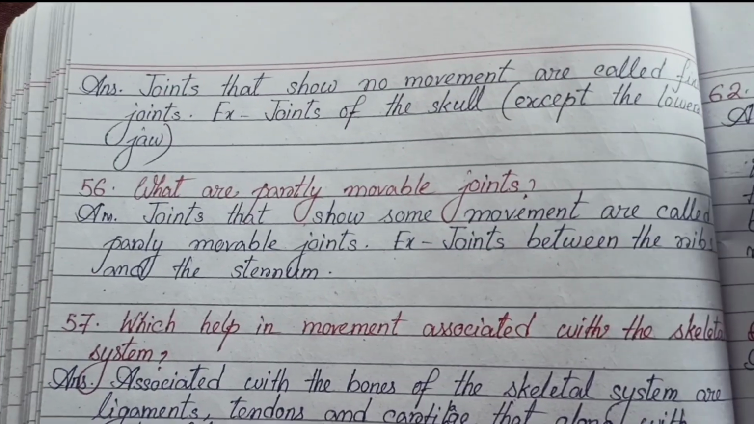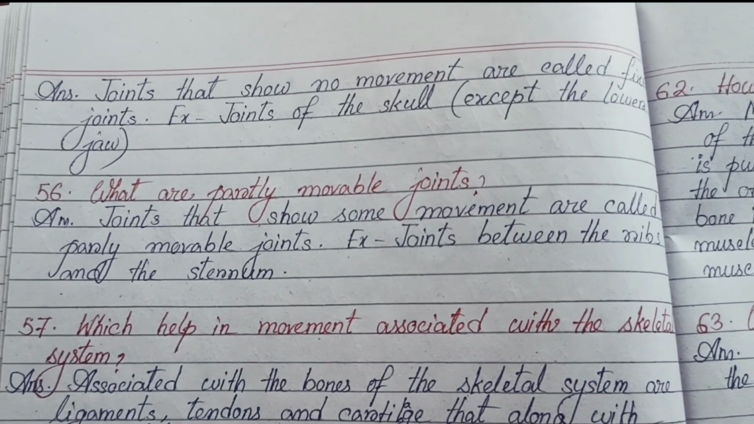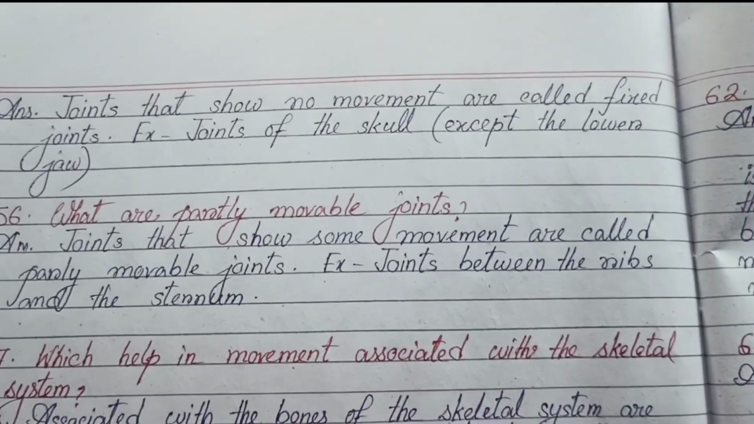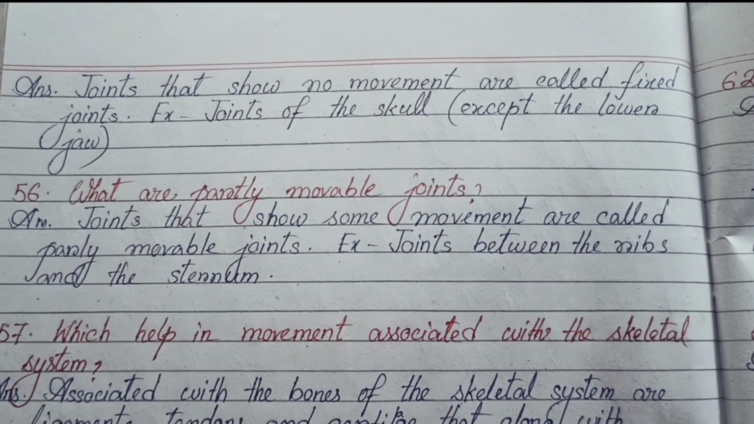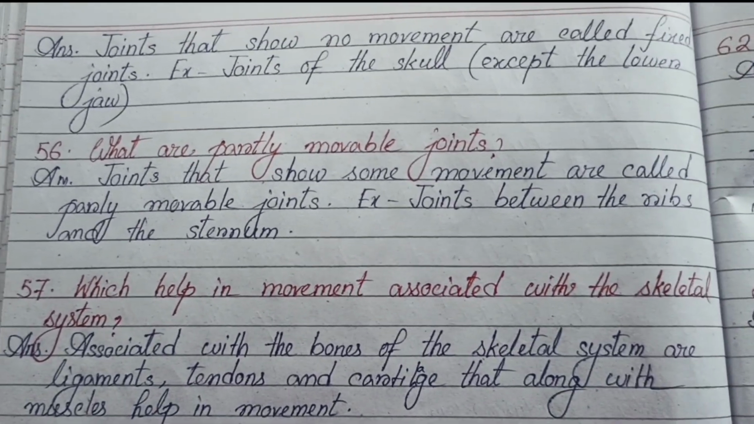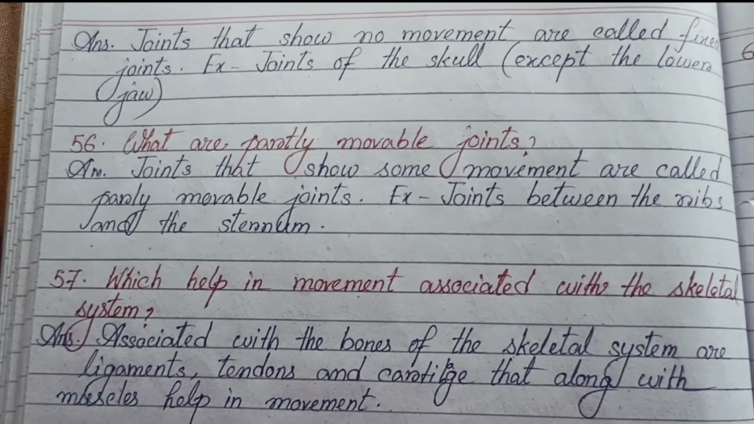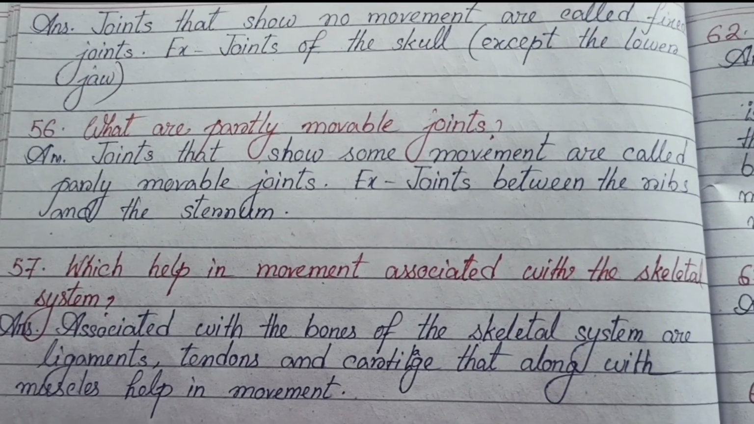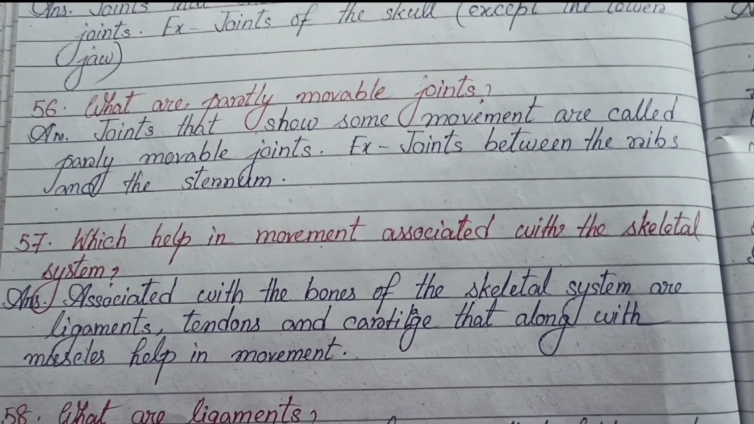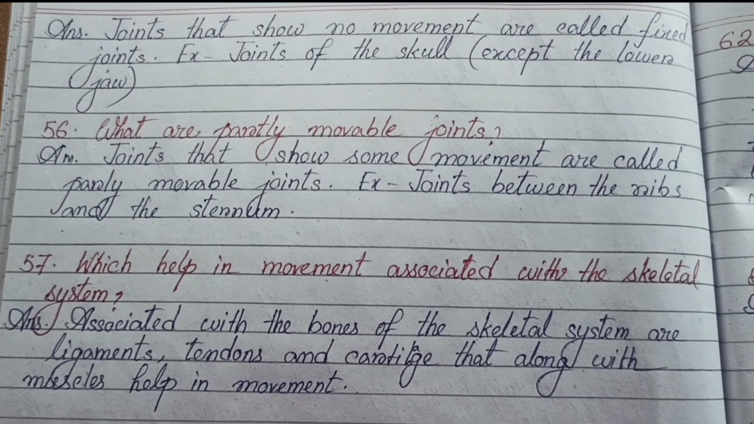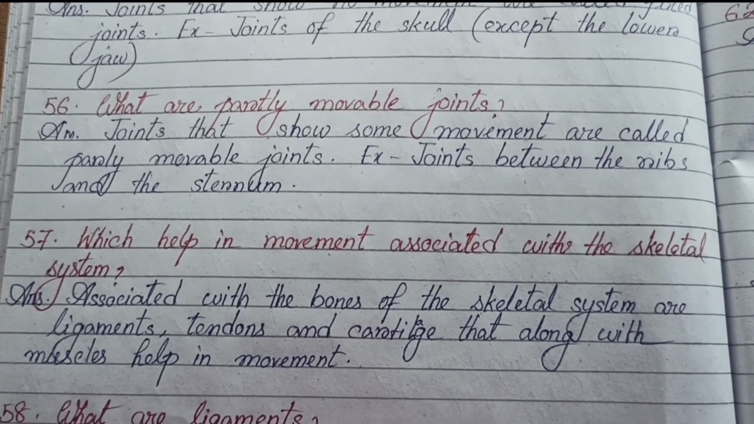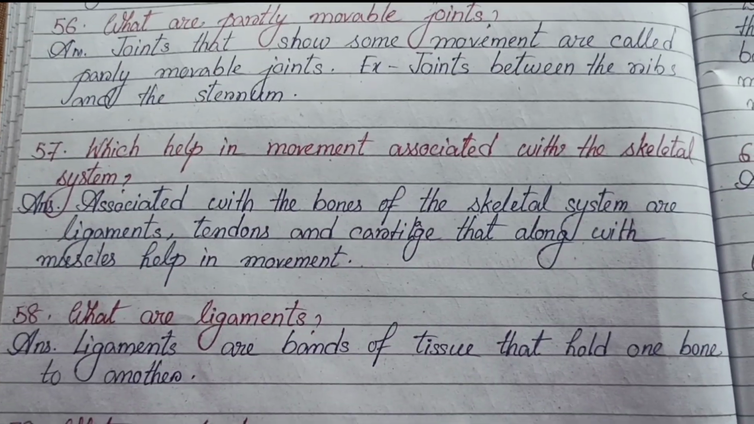Answer: joints that show no movement are called fixed joints. Example: joints of the skull except the lower jaw. Number 56. What are partly movable joints? Joints that show some movement are called partly movable joints. Examples: joints between the ribs and the sternum.